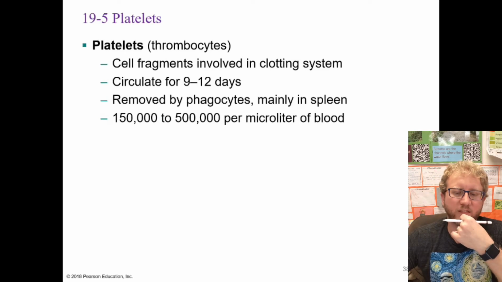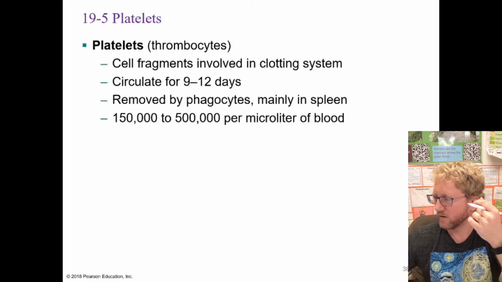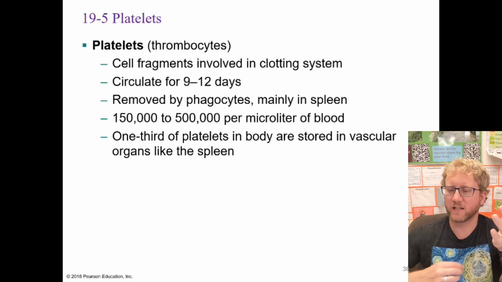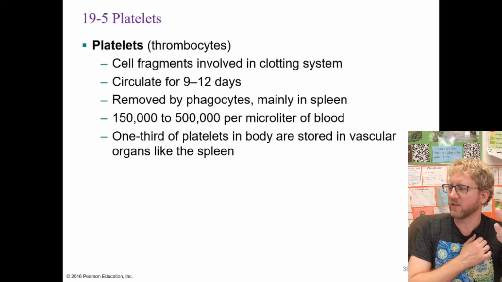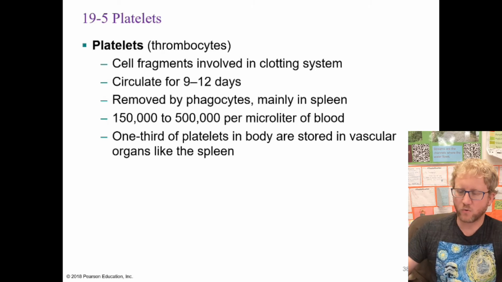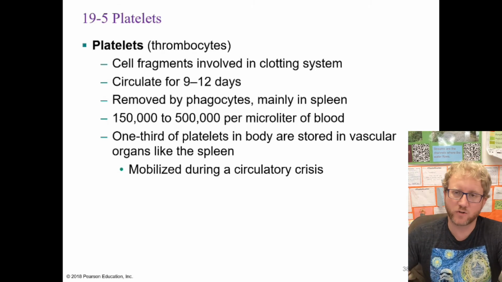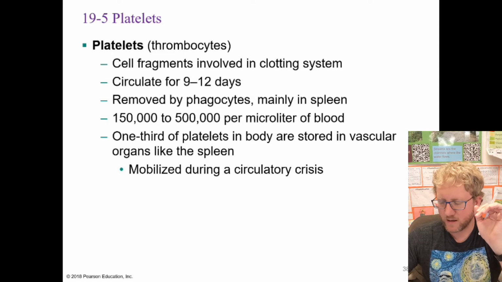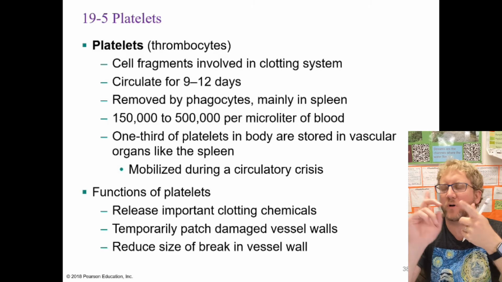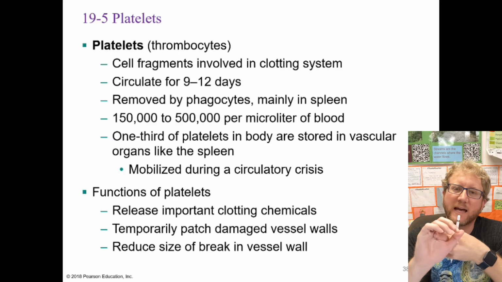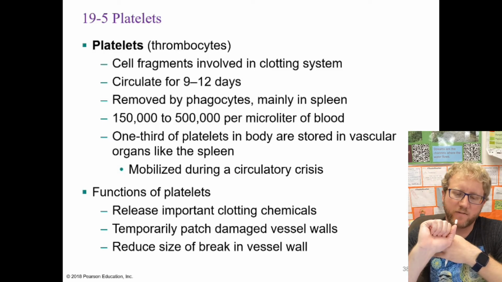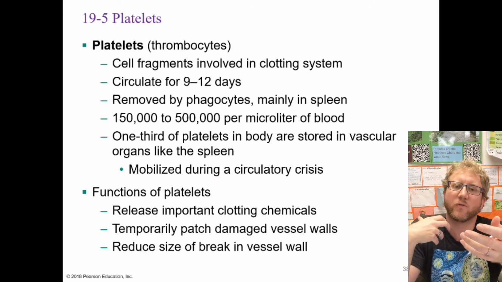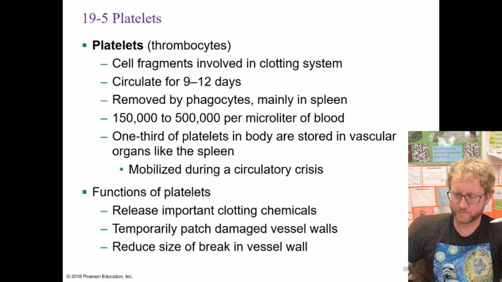There's a lot of them, 150,000 to 500,000 per microliter of blood. A third of the platelets are stored in organs like the spleen and are only utilized during major circulatory crises, i.e. open wounds. Okay. Platelets release important clotting chemicals. They temporarily patch damaged vessel walls, and they reduce the size of the break and allow for the cells to regenerate.